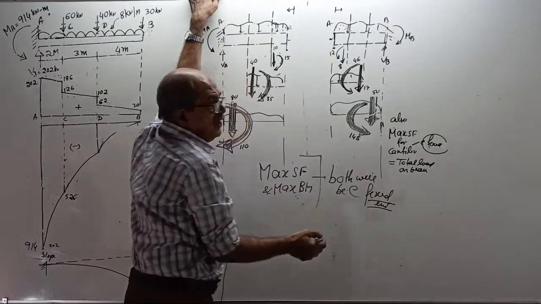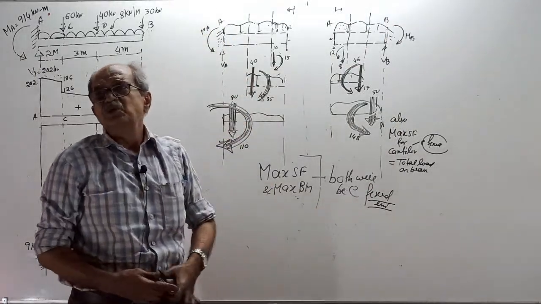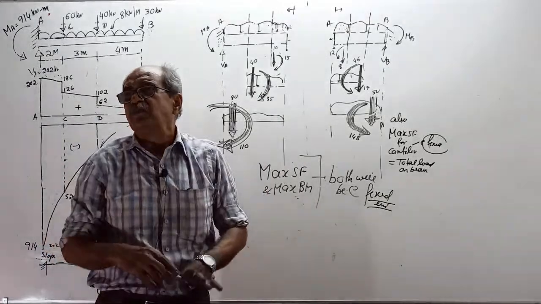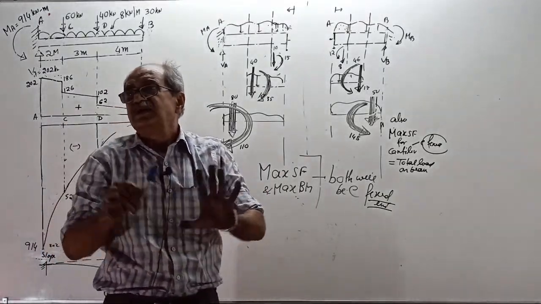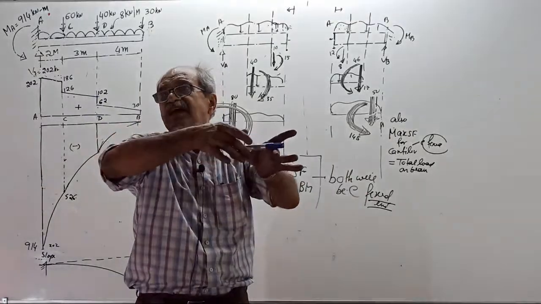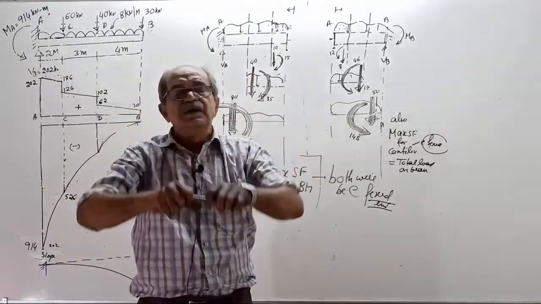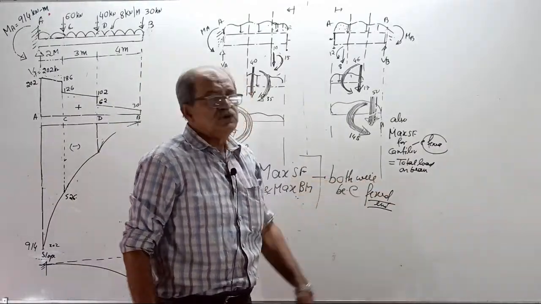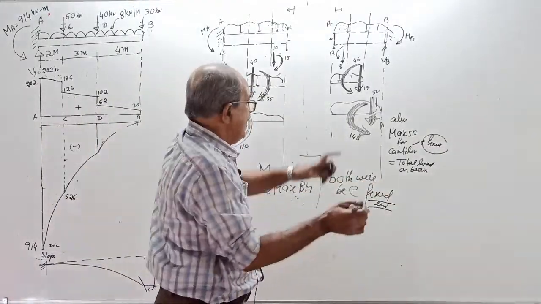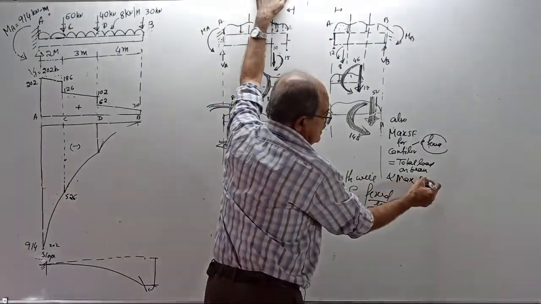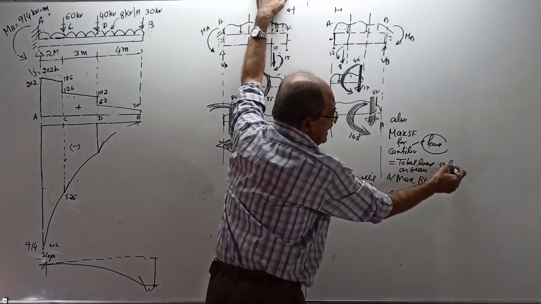And if you want maximum shear force, you don't draw the diagram. Find the total load on the beam, not for simply supported beam. In simply supported beam load sharing is there. Some load comes here, some load goes there. For cantilever, maximum shear force is total load on the beam, and also maximum bending moment will be at the fixed end.